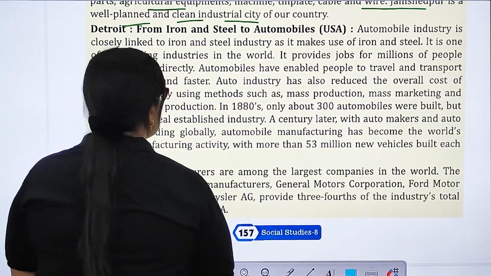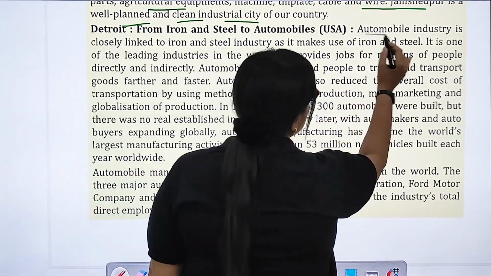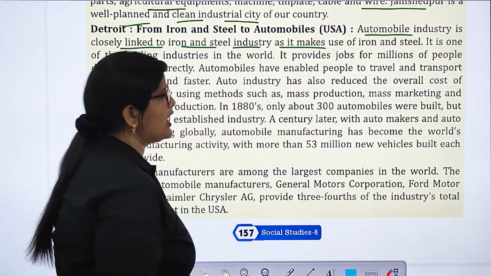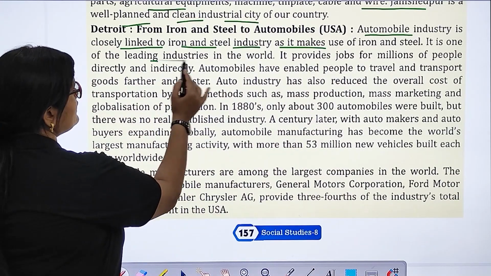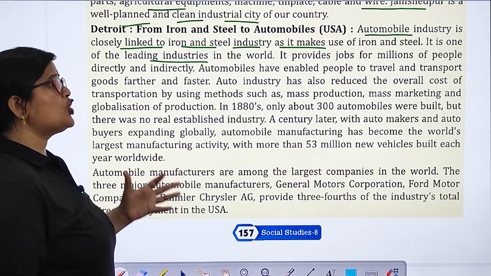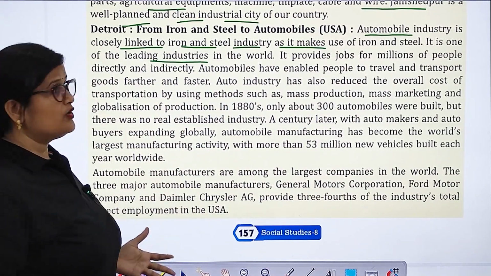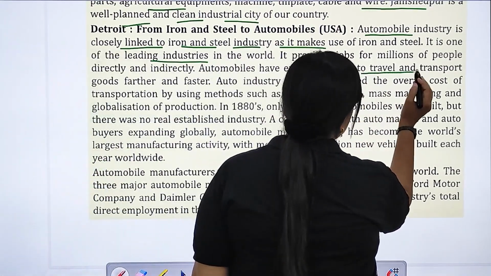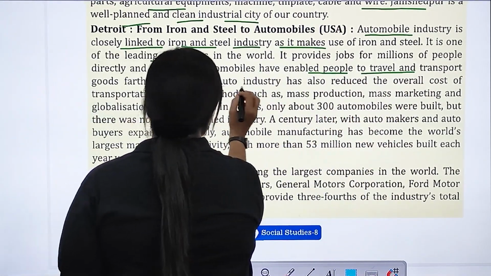Detroit, from iron and steel to automobiles. Automobile industry is closely linked to iron and steel industry as it makes use of iron and steel. It is one of the leading industries in the world. It provides jobs for millions of people, directly and indirectly. Automobiles have enabled people to travel and transport goods further and faster.